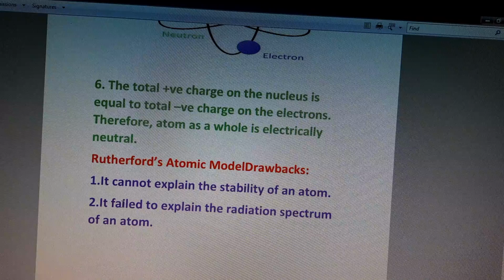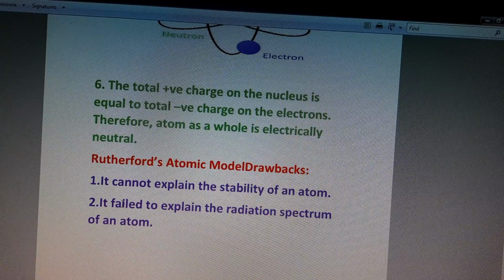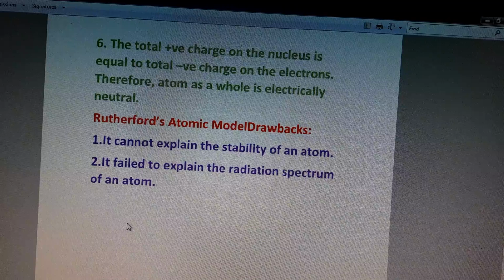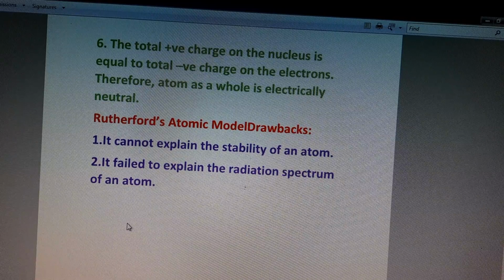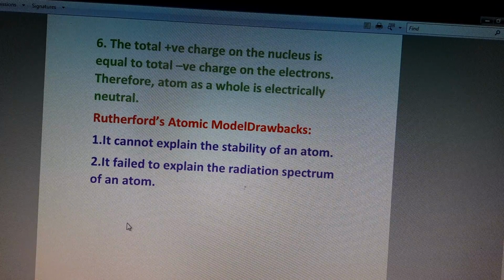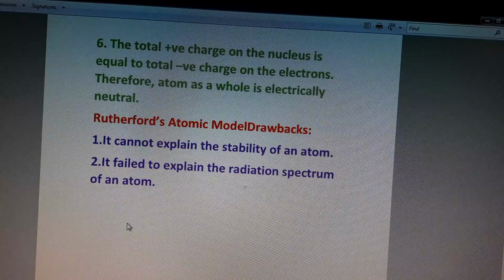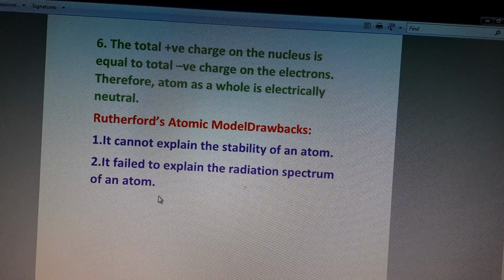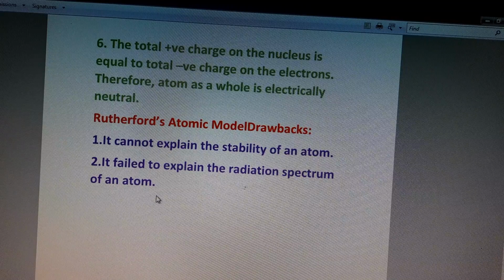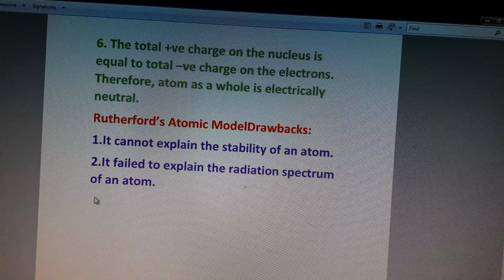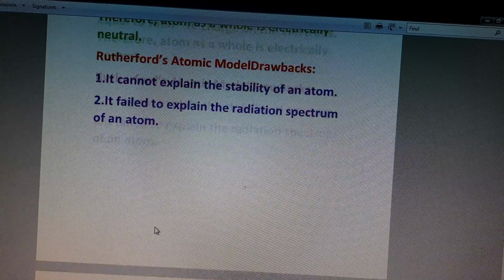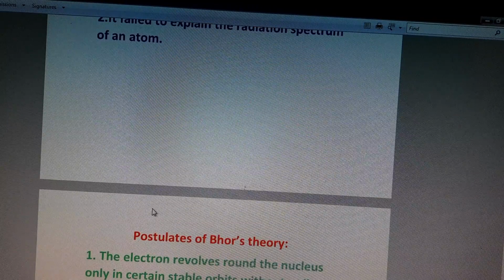And there are also some drawbacks, demerits of the Rutherford atomic model. The first one is that it could not explain the stability of the atom, and it also failed to explain the radiation spectrum of the atom. These drawbacks are overcome by another model, Bohr's atomic model.